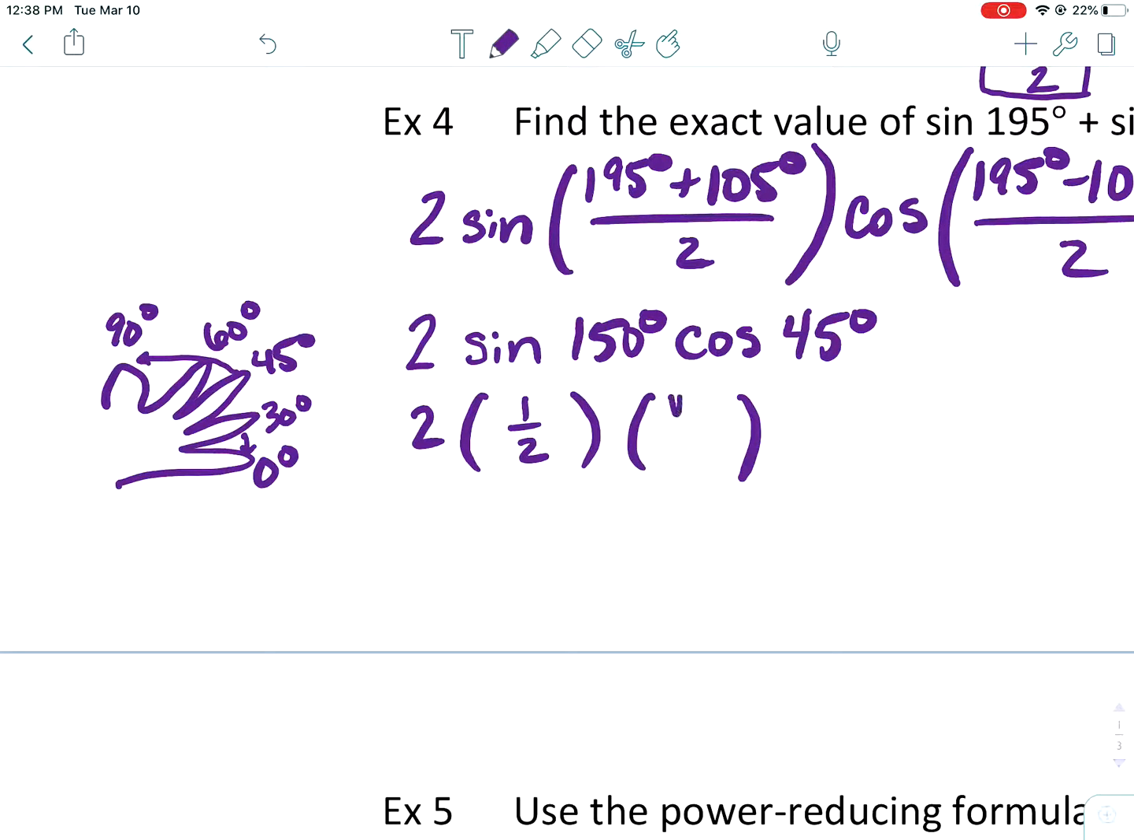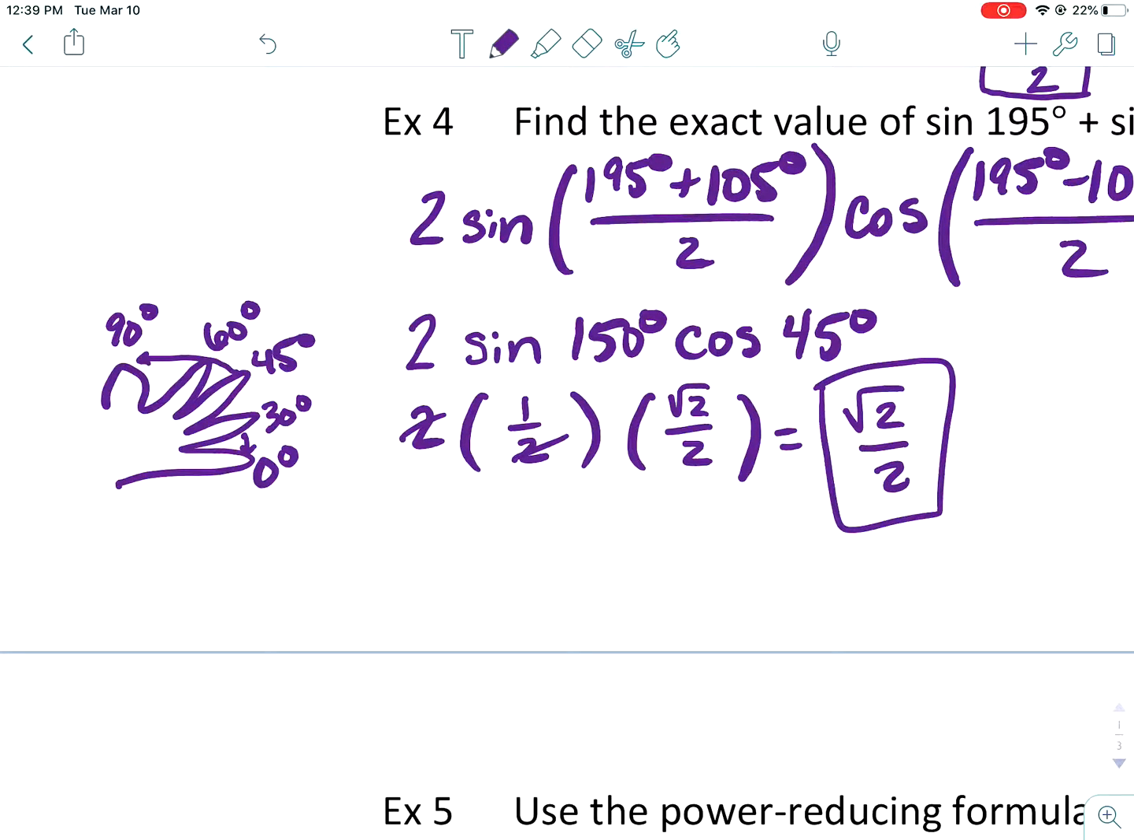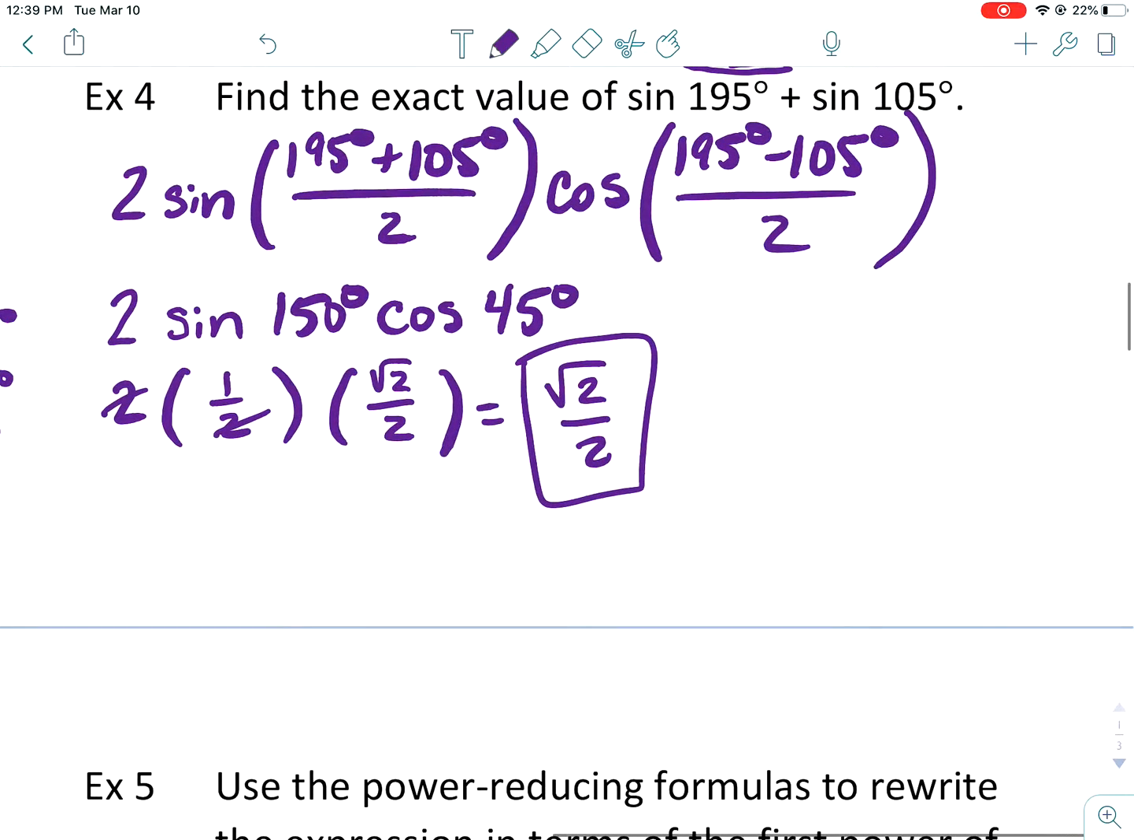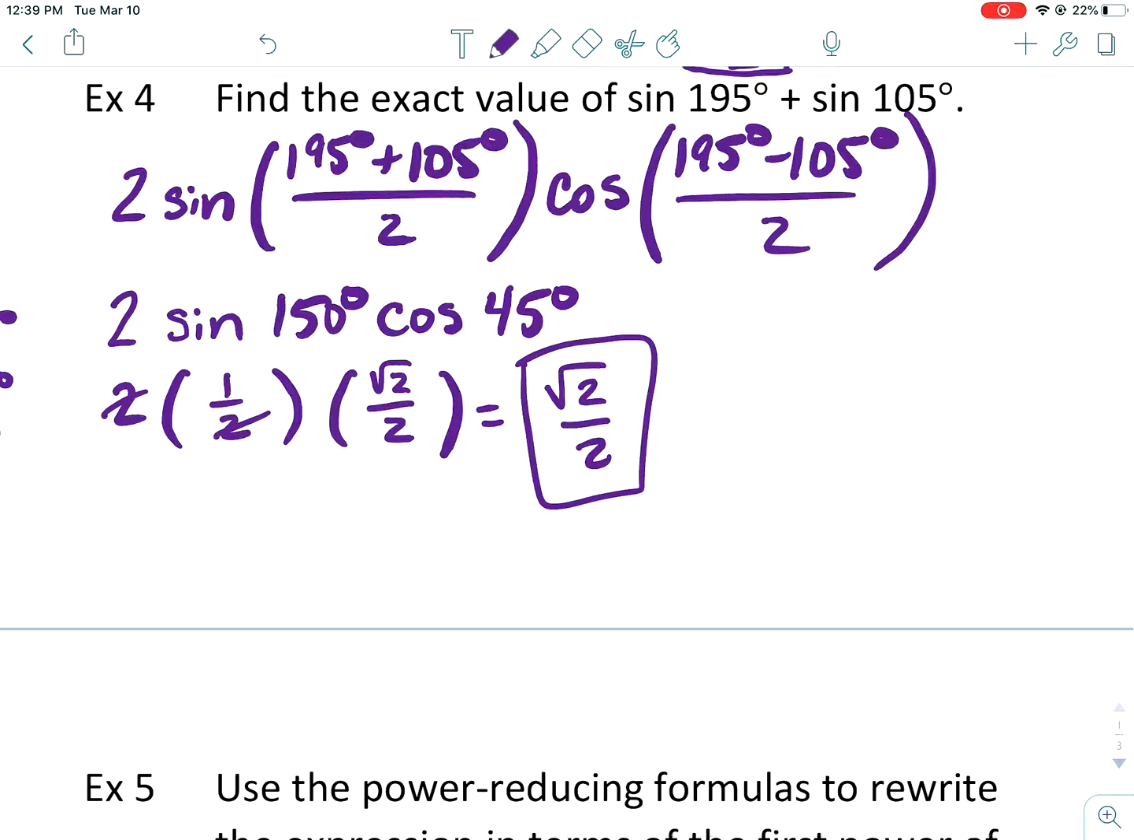All right, and then for 45 degrees, we use the 45-degree finger. It's the square root of the top fingers over 2. Okay. And then we're to the same situation where we were last time. We can cancel those out. Our answer at this time is just going to be the square root of 2 over 2.